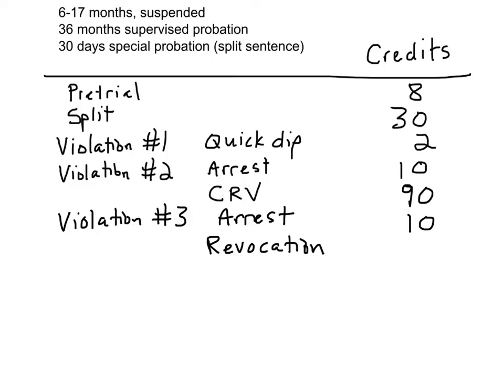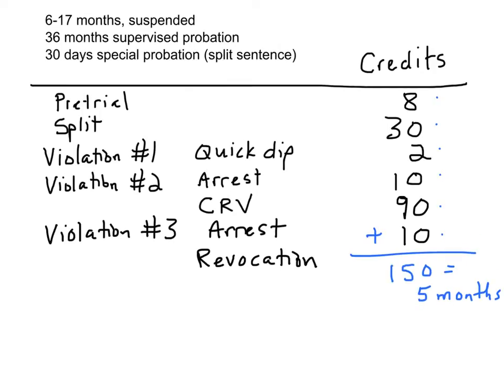The question then becomes, what happens at that point of revocation? How much time is left to serve? Well, if we add up the time that the defendant has served already in the case, we have 8 days of pretrial plus the 30-day split is 38, plus the 2-day quick dip is 40, then 10 days of pre-hearing confinement the first time around brings us to 50, plus the 90-day dunk brings us to 140, then the final 10 days of pre-hearing confinement gives us a total of 150 days of jail credit in the case so far, which is equal to 5 months.